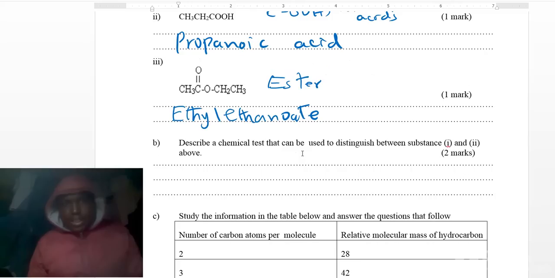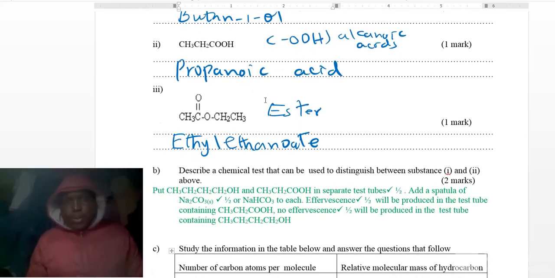Describe a chemical test that could be used to distinguish between Roman 1 and Roman 2. So how can you distinguish? How can you differentiate between an alcohol and an alkanoic acid? So describe a chemical test that can be used to distinguish between substance 1 and substance 2. Substance 1 is butanol and propanoic acid. So put the alcohol and the alkanoic acid in separate test tubes.